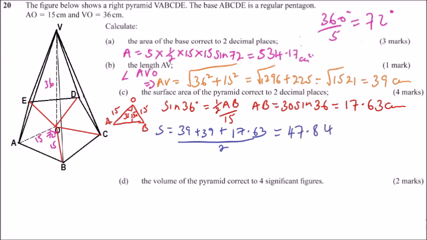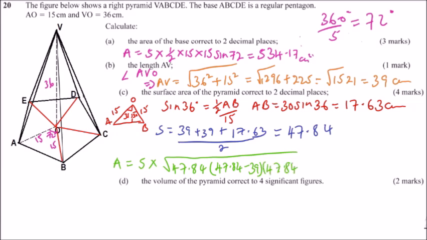47.84. And therefore the area is equal to the square root of 47.84 into bracket 47.84 minus 39, then 47.84 minus 39, and finally 47.84 minus 17.63, that is the length of that side, 17.63, and that will give you the area.